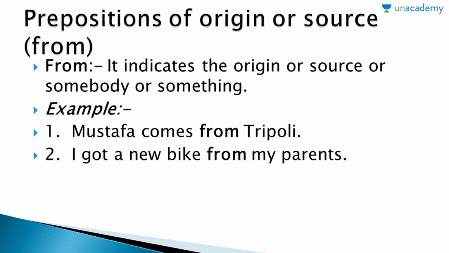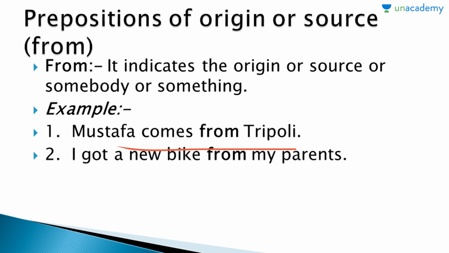Moving on, preposition of origin or source, from. From indicates the origin or source of somebody or something. So it indicates all these things. For example, Mustafa comes from Tripoli. So actually it's indicating the origin.